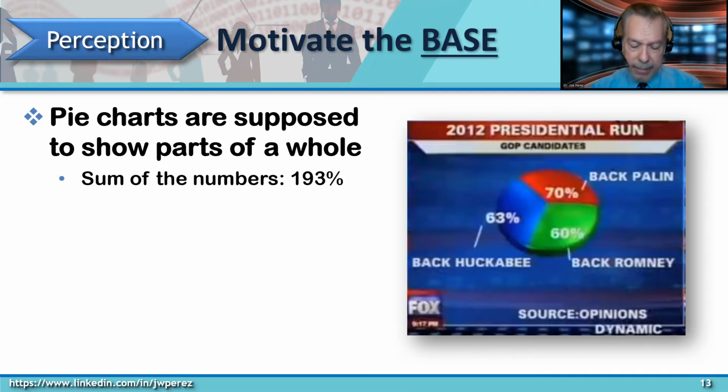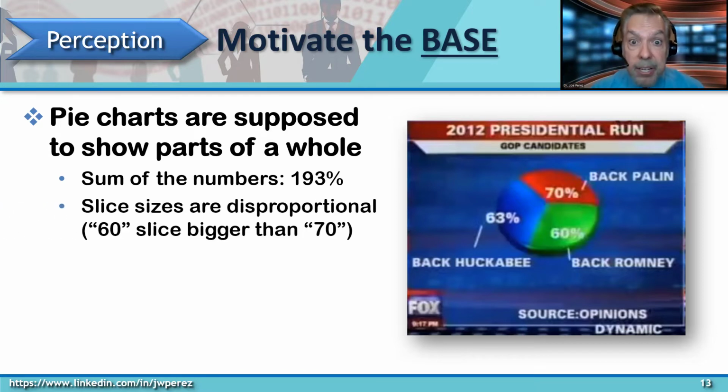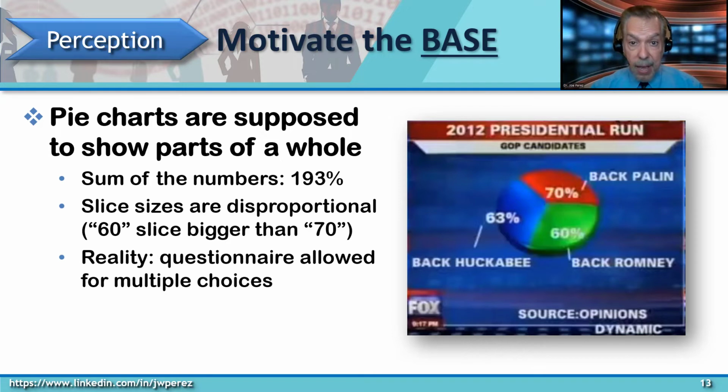Okay. All right. 70 is supposed to be bigger than 60, isn't it? Yeah. Well, then how come that 60 slice looks bigger than the 70 slice, huh? In reality, the survey questions used in putting this news report together allowed for multiple choices. That is, respondents were able to indicate support for more than one candidate. Aha, light bulb moment. Now you see why the numbers add up to more than 100.